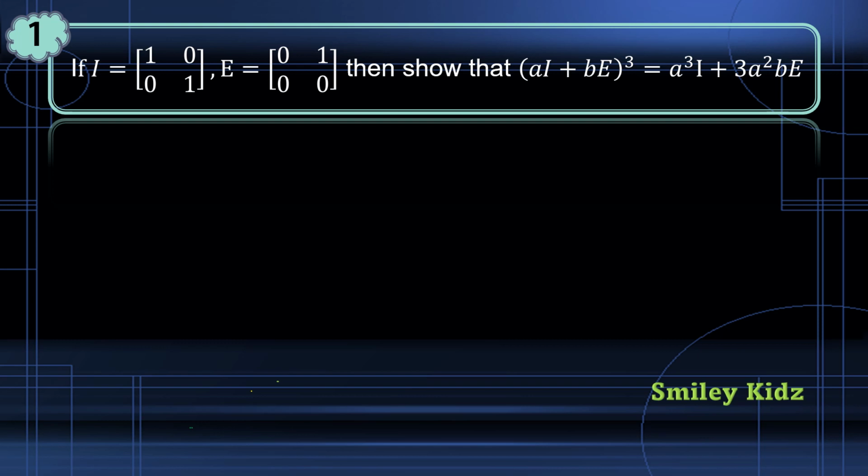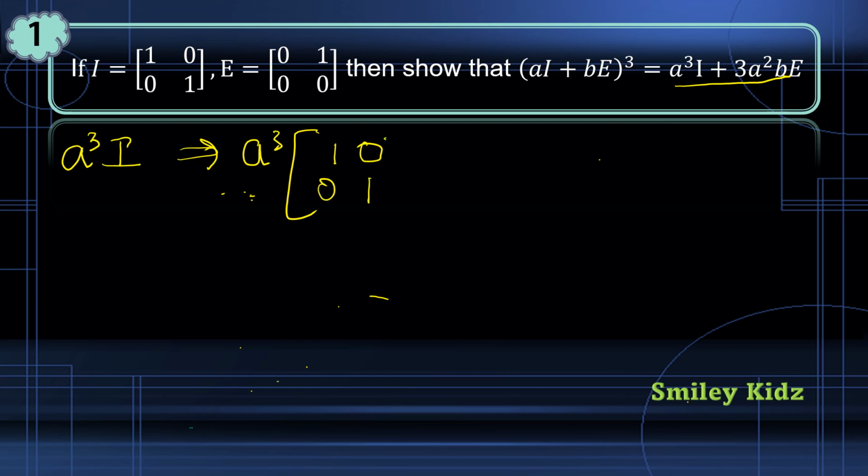In the RHS part, we have A cube I plus 3A square BE. Fine, let's first find out A cube I. Fine, that is simply going to be equal to A cube into [[1,0],[0,1]]. Now this is [[A cube, 0],[0, A cube]].